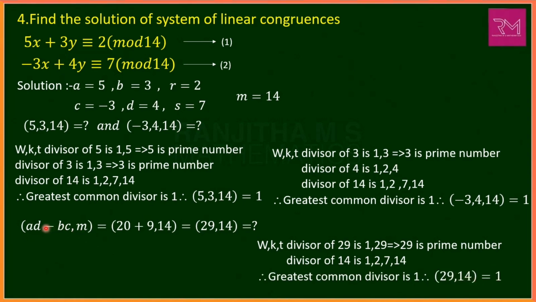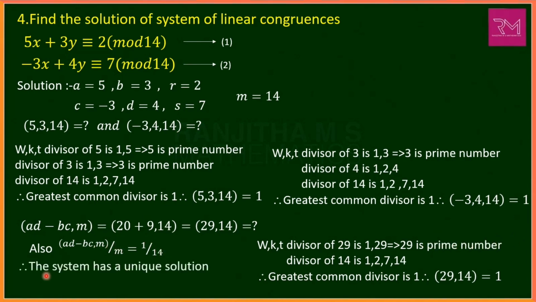Once you obtain the GCD of AD minus BC, m as 1, you also have to verify whether the GCD of AD minus BC, m divides m. Obviously, 1 divides 14. Satisfied. Therefore, we can conclude that the given system of linear congruency has a unique solution.